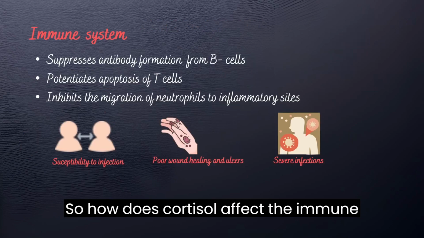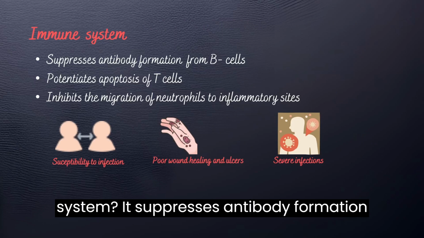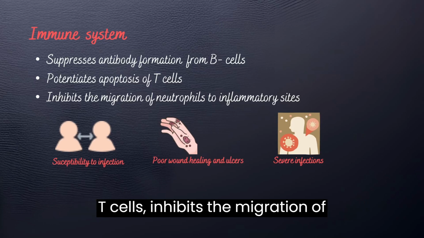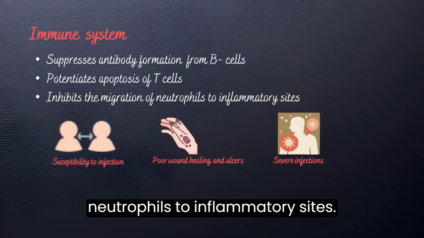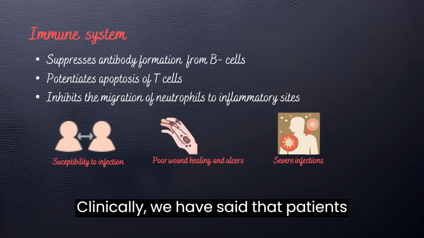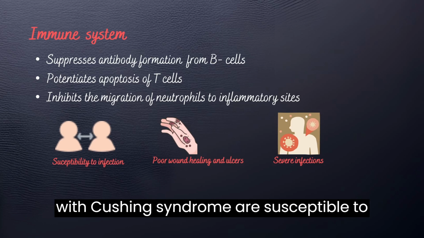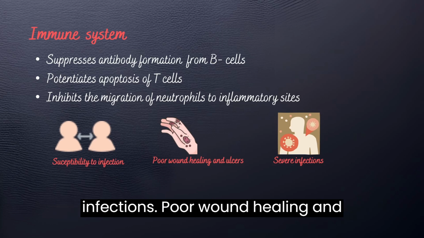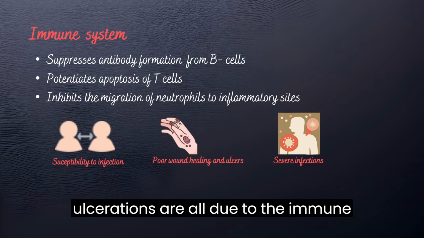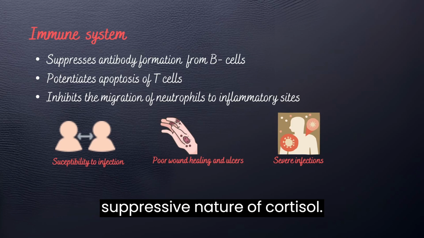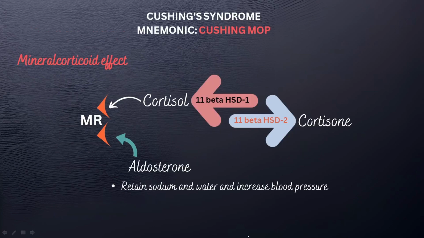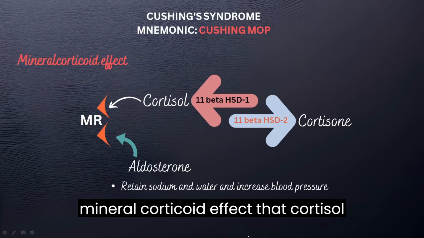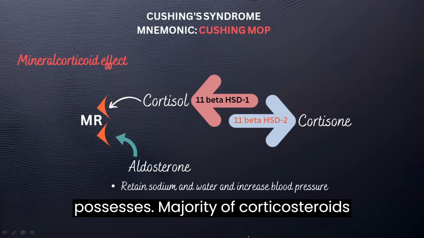So, how does cortisol affect the immune system? It suppresses antibody formation from B cells, potentiates apoptosis of T cells, inhibits the migration of neutrophils to inflammatory sites. Clinically, we have said that patients with Cushing syndrome are susceptible to infections, or they might even have severe infections, poor wound healing, and ulcerations, all due to the immune suppressive nature of cortisol. So, patients with Cushing syndrome may develop a high blood pressure due to the mineralocorticoid effect that cortisol possesses.